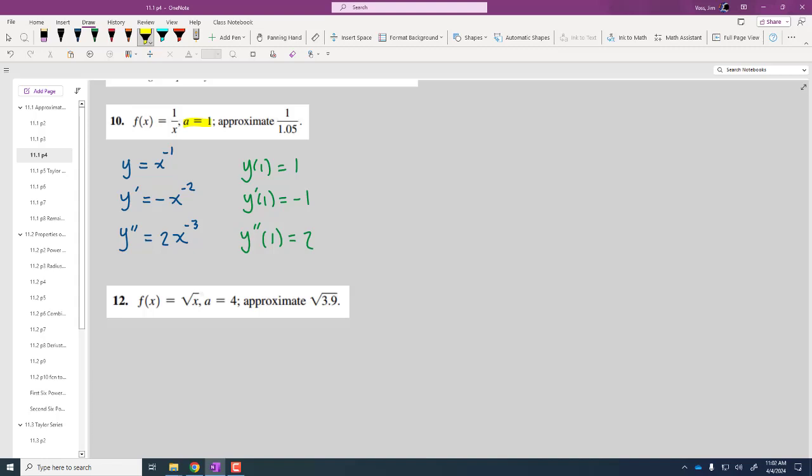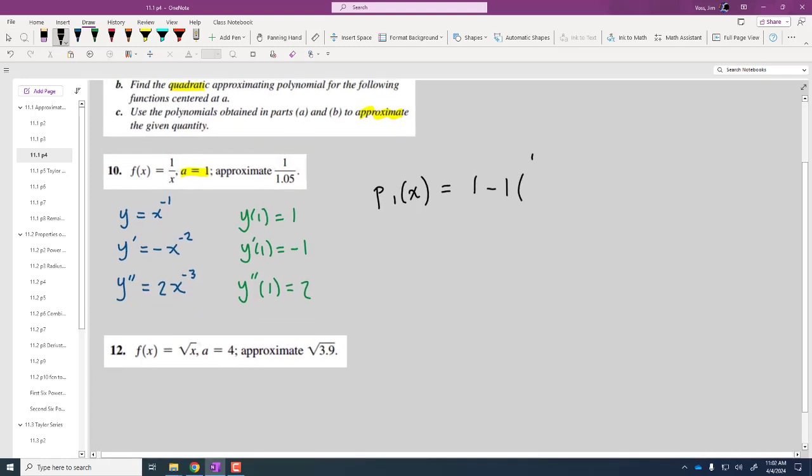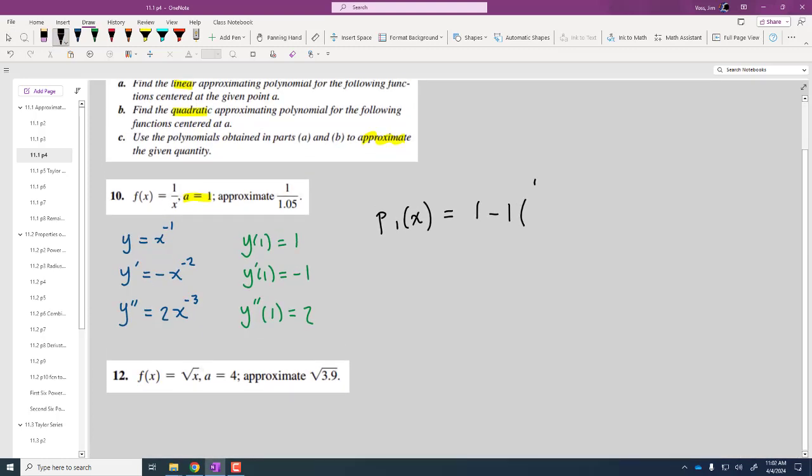Now we can build. So p sub 1 of x, it's a function. This is the tangent line. And usually that's a little p. That looks like a large p. Usually we just use a small p. So p sub 1 of x is going to be value, right there, value plus slope multiplied by x minus the center.